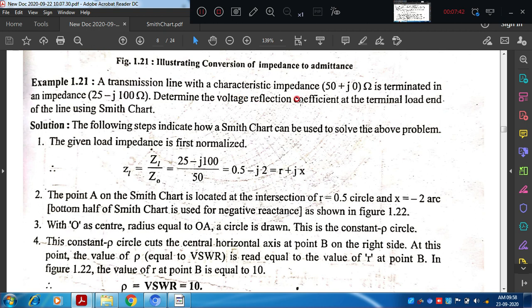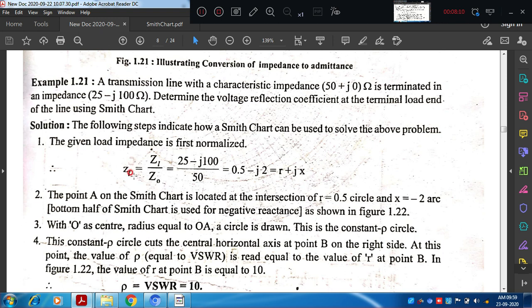So we'll see how exactly the solution for this particular ZL and Z0 is given. So need to find the reflection coefficient, voltage reflection coefficient. So in all the numericals, the first and foremost step is what? Given load impedance has to be normalized, right? What is the procedure for normalization? So in the last class we discussed.